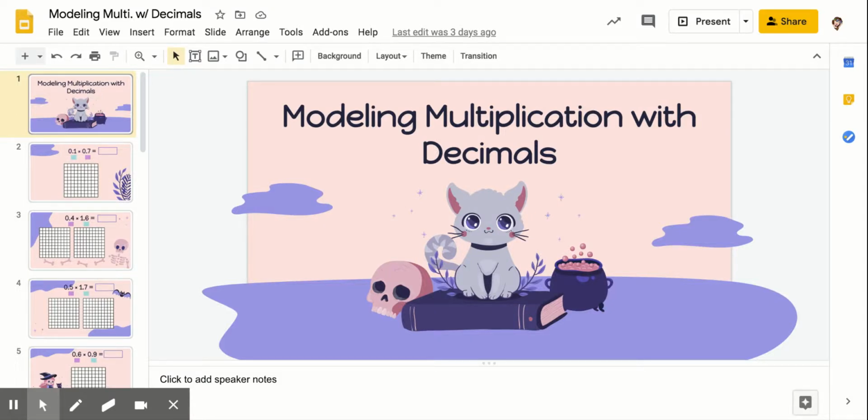So today we are going to continue modeling multiplication problems with decimals. On Tuesday and Wednesday we modeled multiplication with hundreds grids, doing whole number multiplication with decimals. Now I'm going to show y'all how we multiply using models with decimal times decimal numbers. So let's look at our first problem.